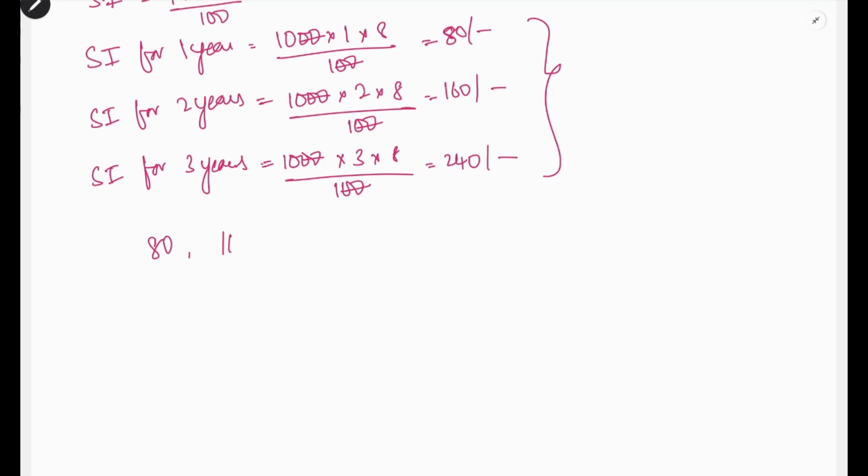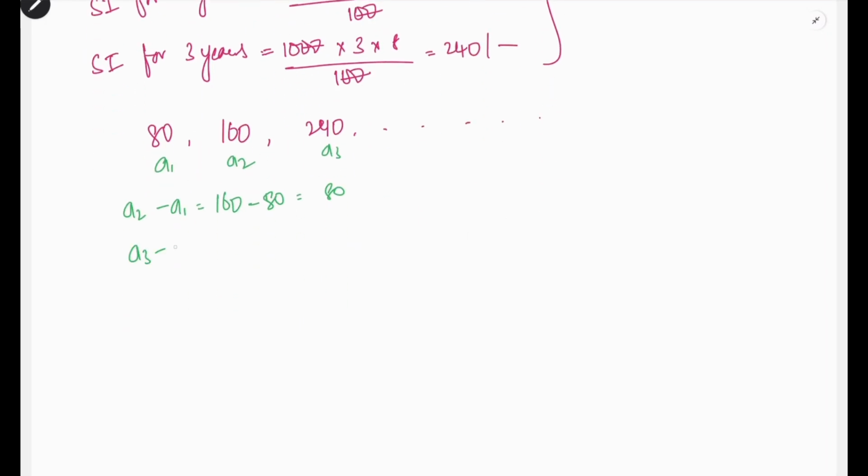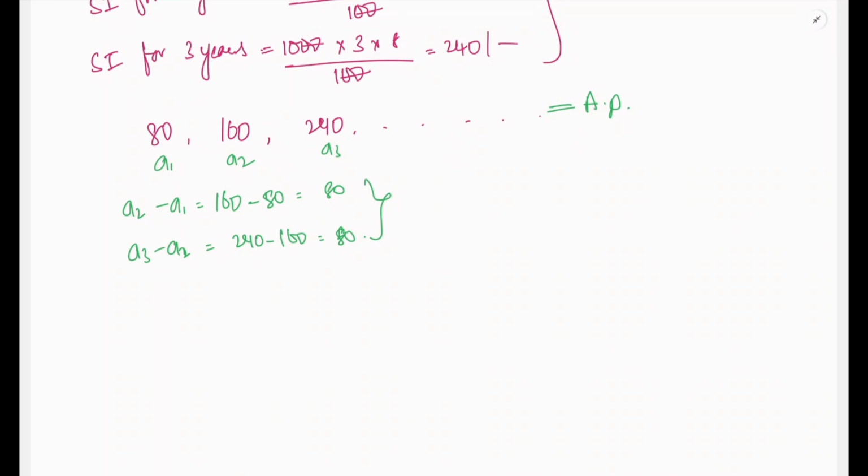See, the first term is 80, second is 160, third is 240. This goes on. Now we will see the differences. First term, second term, third term. Here A2 minus A1 is 160 minus 80, it is 80. And A3 minus A2 is 240 minus 160, it is 80. Now these two differences are the same, so this set of numbers forms an AP.